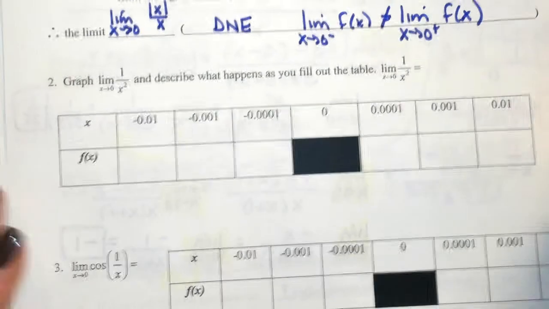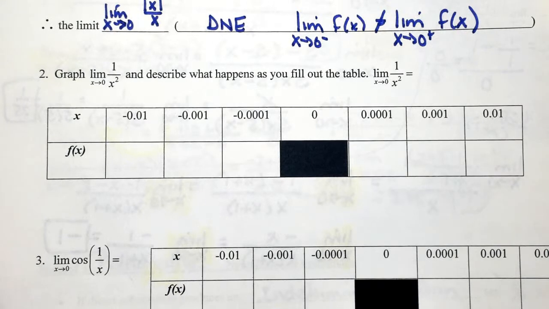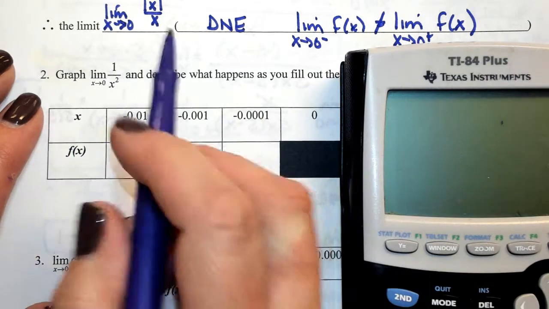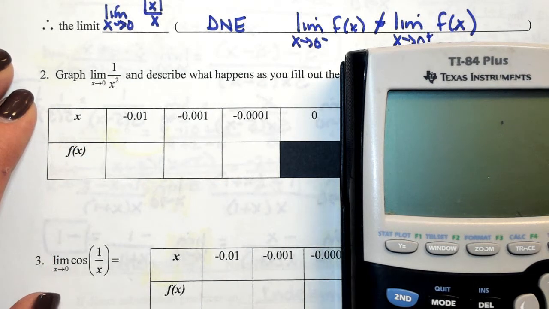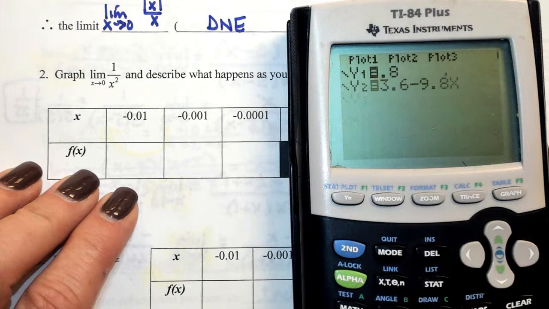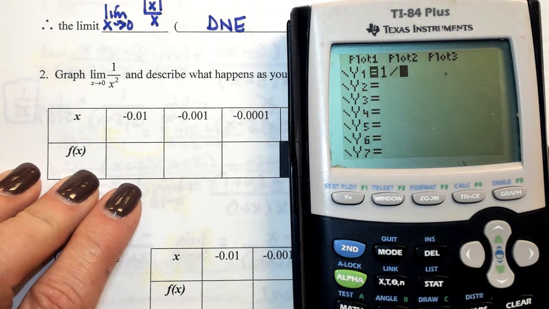Okay. So now, besides using a graph, you can also look at tables, just to review what we did on the first day of doing limits. I know that when I plug in 0, that's going to give me 1 over 0. But let's fill out this table and see what's happening. So I'll go to my y equals, type in 1 divided by x squared.